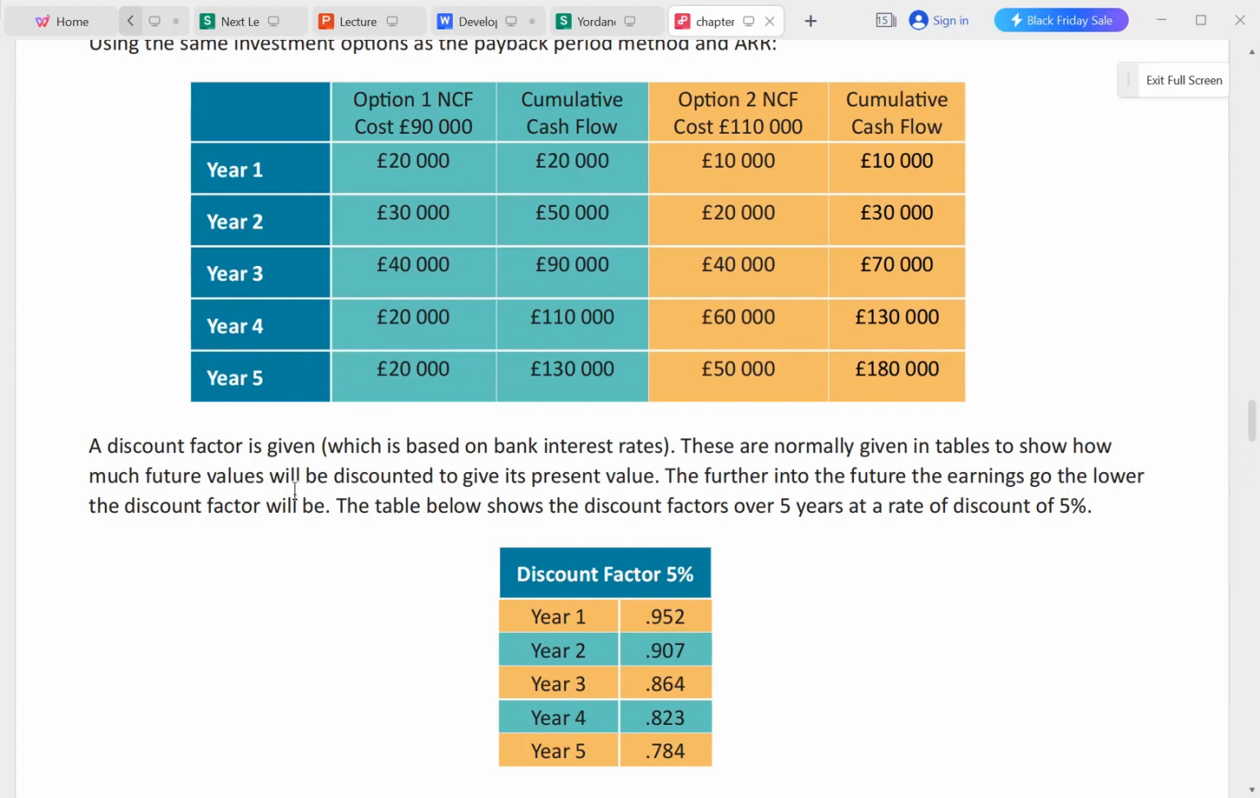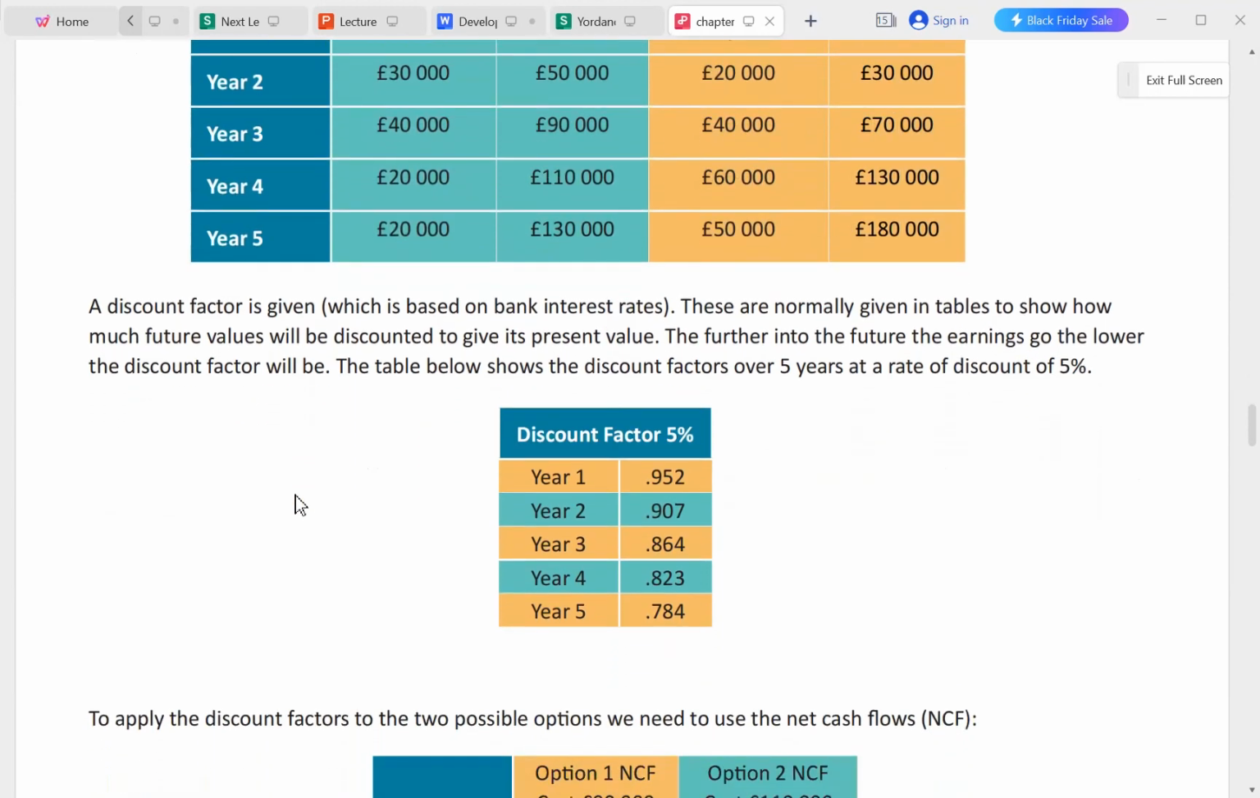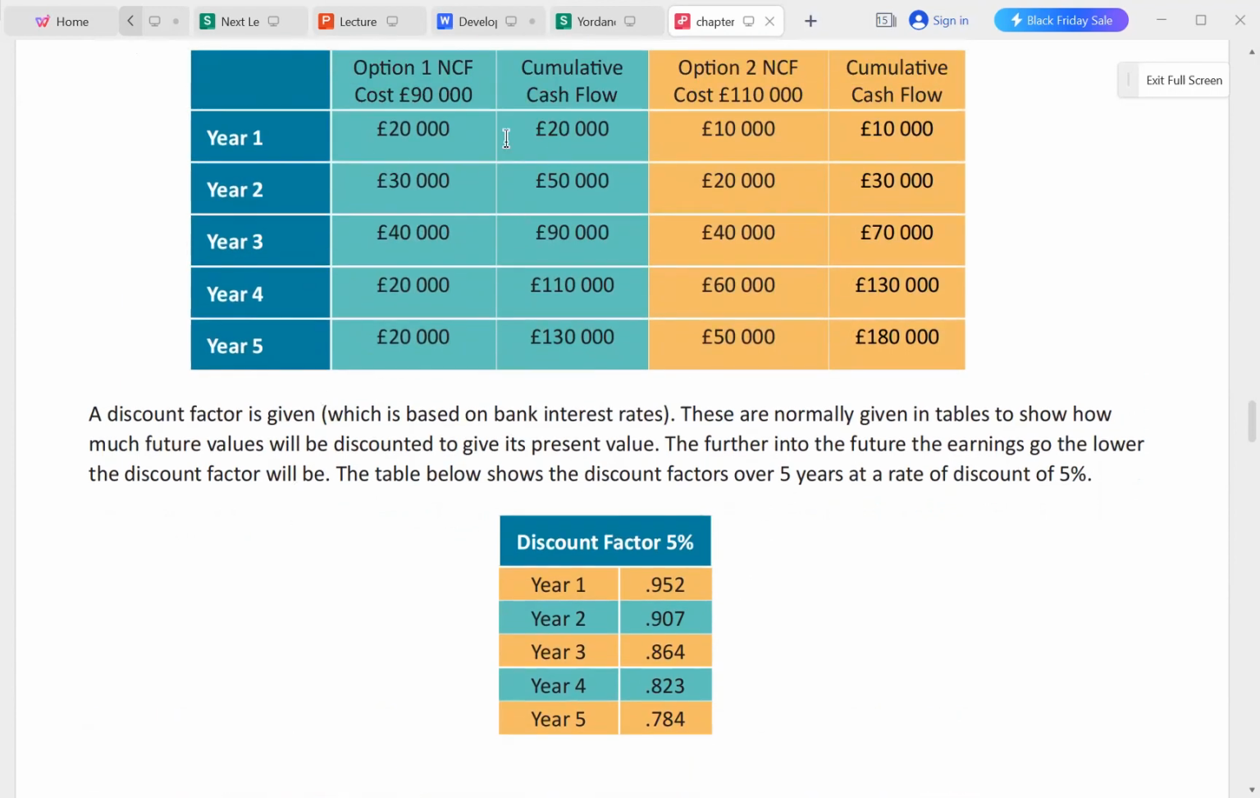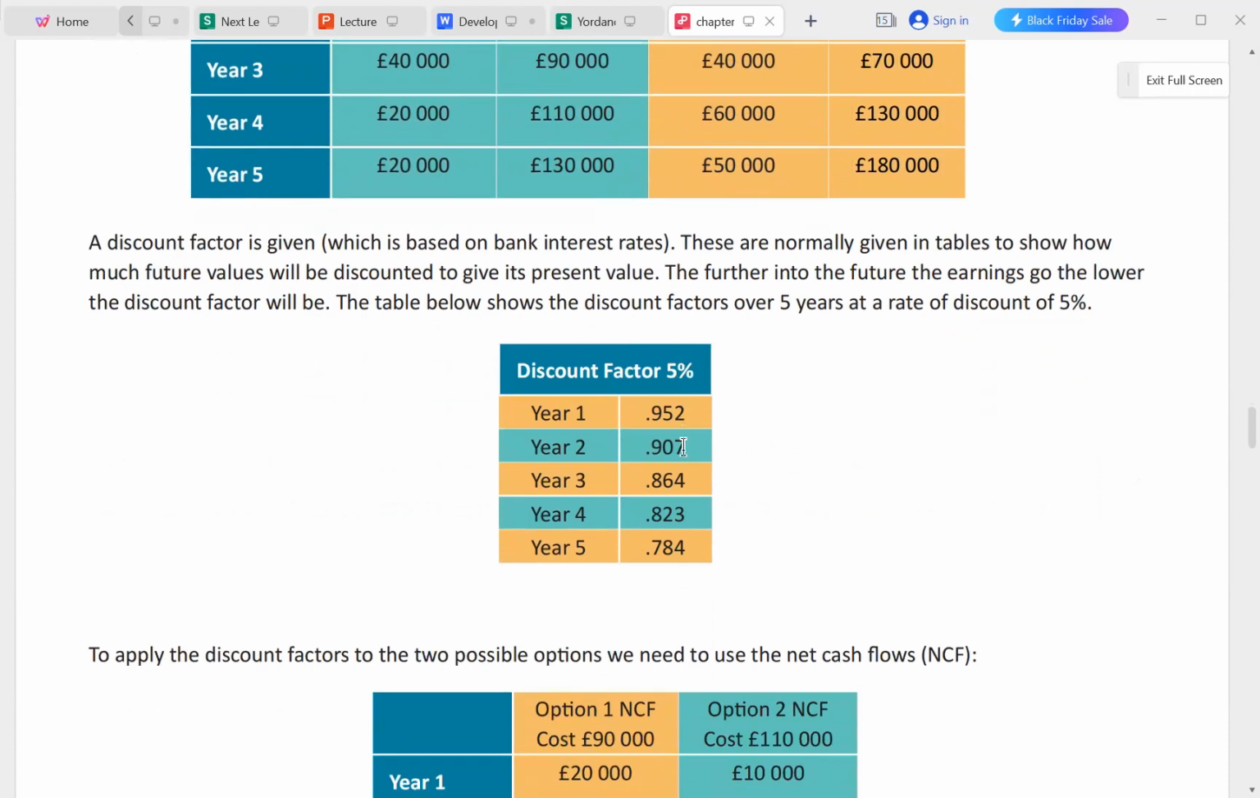These are normally given in the tables. Most of the time when you do your discounted cash flow, the discount factor or the WACC is given for you, and you take that based on the bank interest rate. These show how much future value will be discounted to give its present value. The further into the future the earnings go, the lower the discount factor will be. The table below shows the discount factors over 5 years. So what we are doing is taking the net cash flow here, 5% of each. So that's what we are getting.